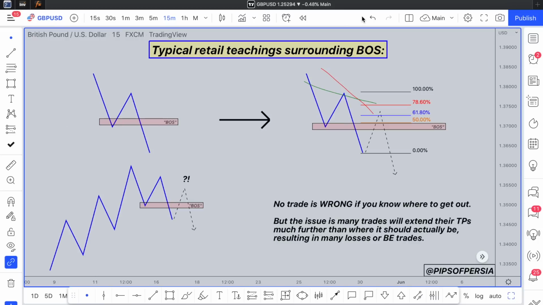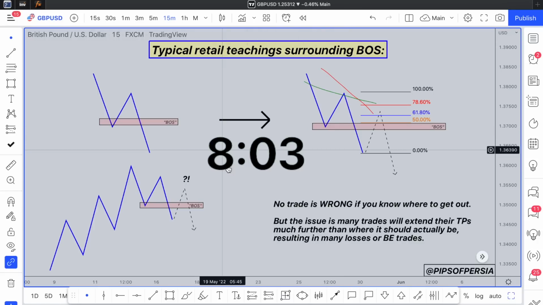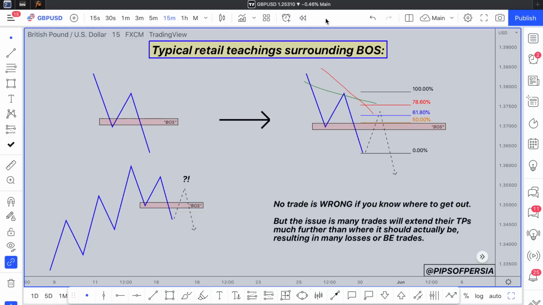And the very first thing we are going to be speaking about is the typical retail teaching surrounding break of structure and how to trade it. And if you feel like you know this, feel free to skip to whatever number you see in front of you in the middle of the page right now. But it's always extremely valuable to know and to remind ourselves how the majority analyze and trade, to know what not to do.